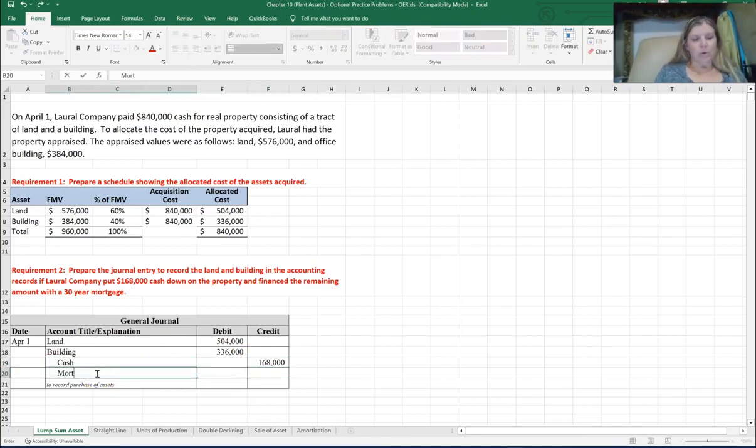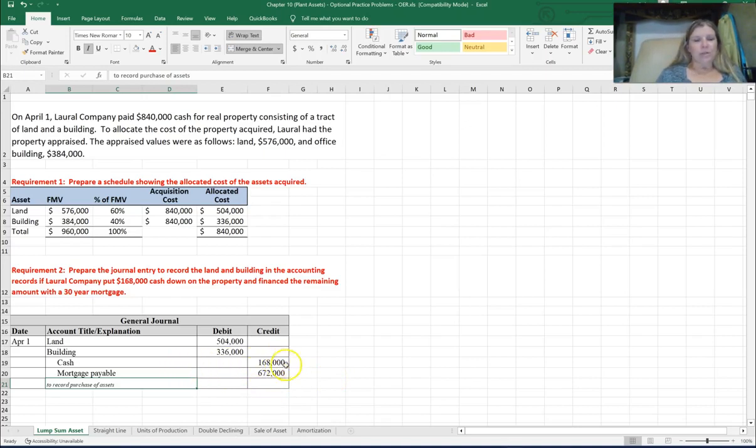And then we got a mortgage. The mortgage payable or notes payable, however you want to label it. So that'll be the $840,000 minus the $168,000 we put down for it, because that'll be the amount that we borrowed. Okay, $672,000 will go to our mortgage payable, and we'll make a payment on that every month.